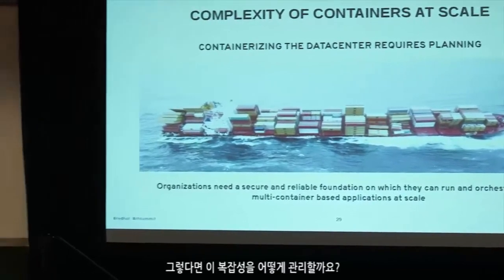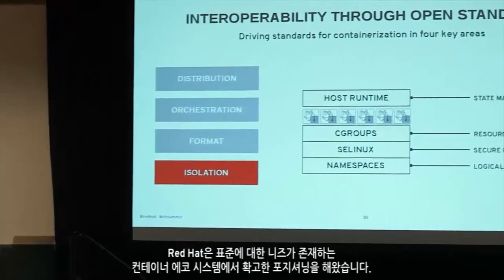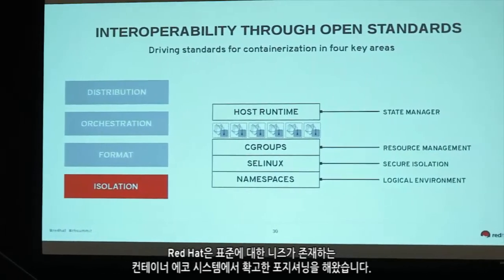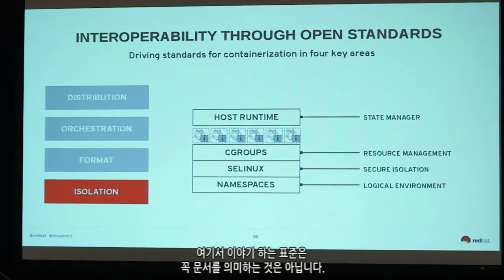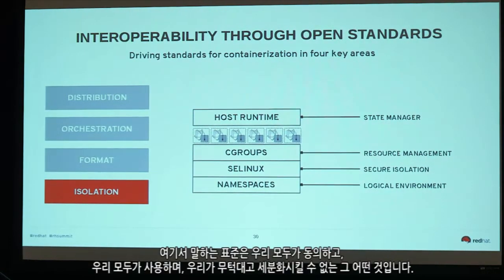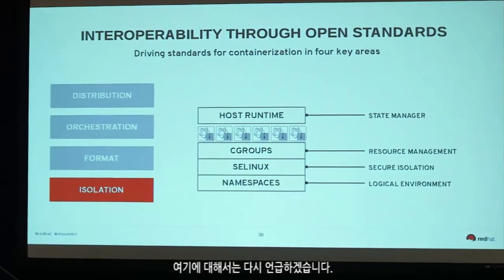Now, how do we manage this complexity? It starts with open standards. We have taken a really strong position in the container ecosystem forever on the need for standards. And when we say standards, we're not necessarily talking about paper. When we say standards, we mean something we all agree to, we all use, and we're not fragmenting for no good reason. We were dangerously close to fragmenting until Monday. I'll come back to this.